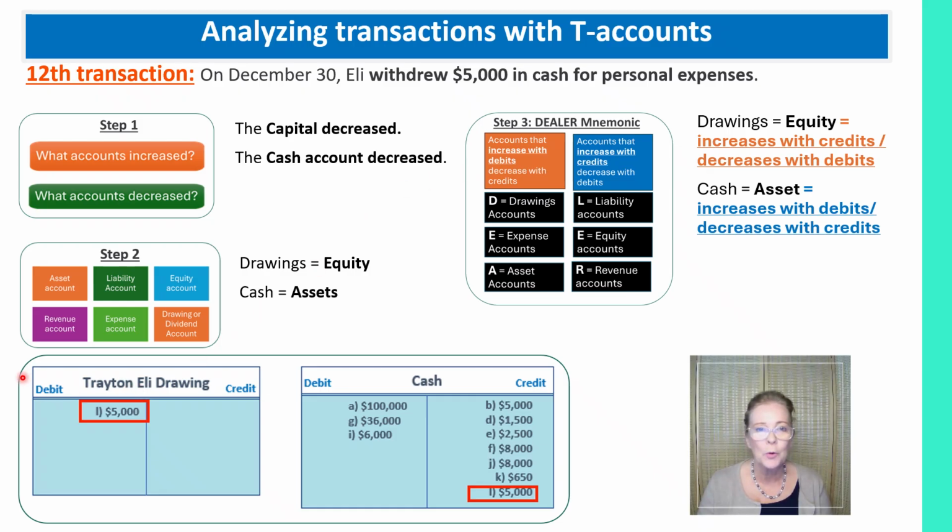We'll set up a new account for Trade and Eli's drawing and write the transaction ID of L and the amount of $5,000 into the debit column of the drawing account, because we determined in step 3 that we would debit the drawing account. The amount for the cash account decreased, and cash is an asset. We learned in step 3 that asset accounts decrease with credits on the right side of the T account. We find the T account for cash and write the transaction ID L and the amount of $5,000 into the credit column of the cash T account.